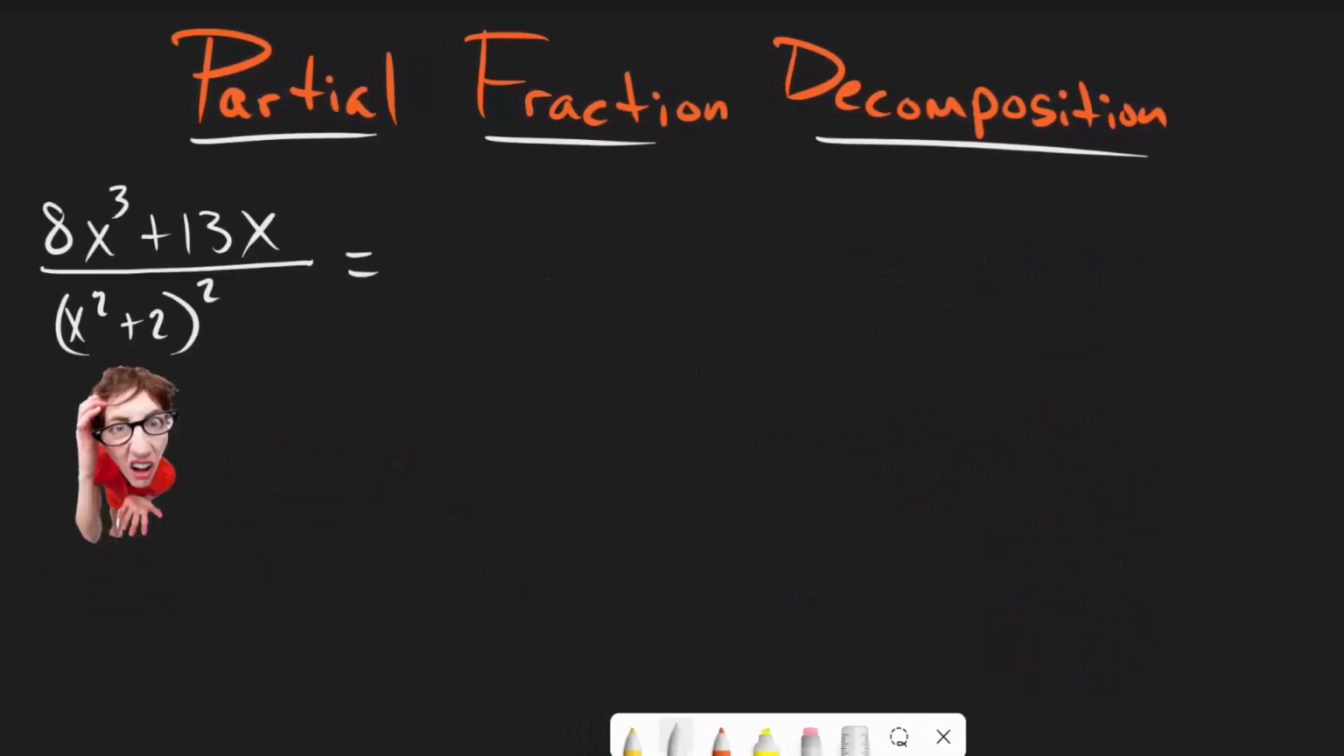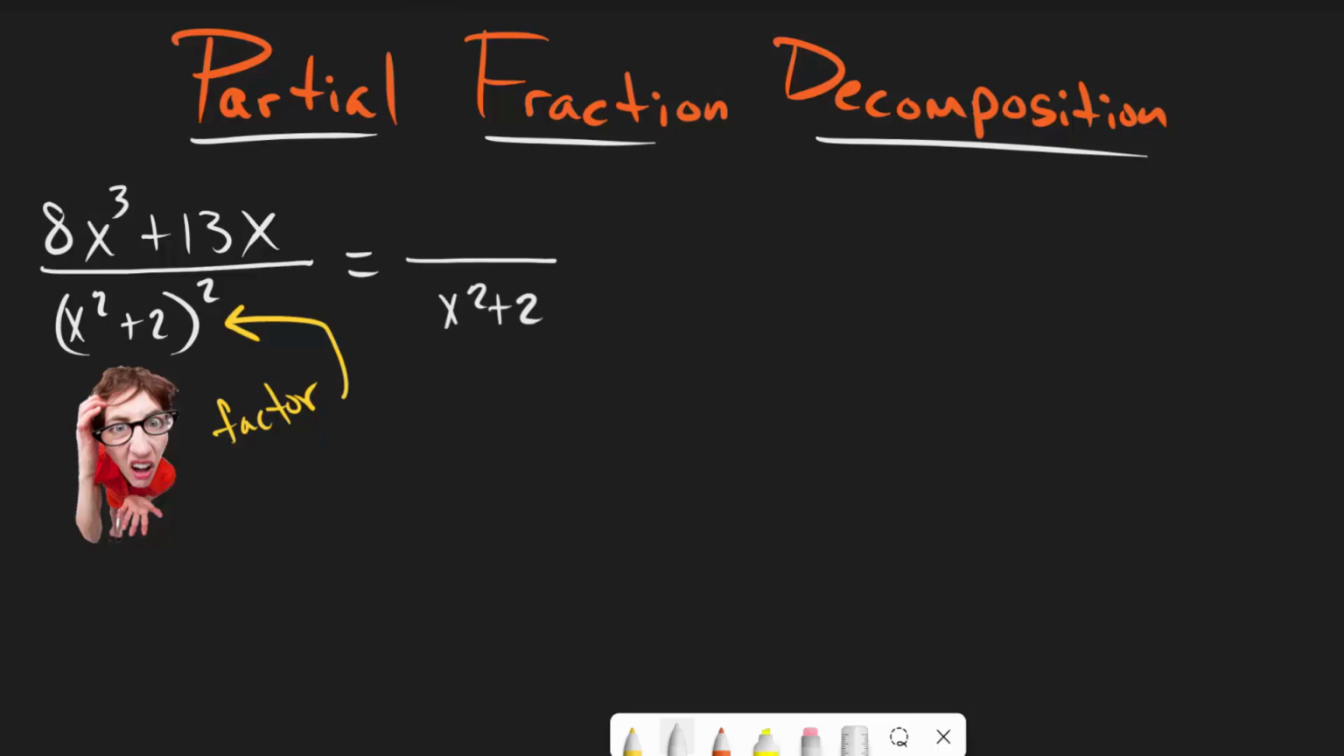Whoa, what about this one? Yeah, so what do we do here? Because we're supposed to factor, but how do you factor that? Well, the good news is it's already factored. So the only thing we have to worry about is to set it up correctly. So let me show you how to do that.